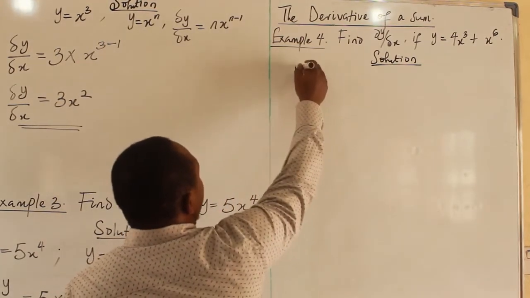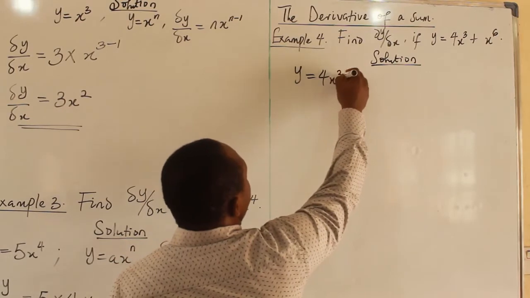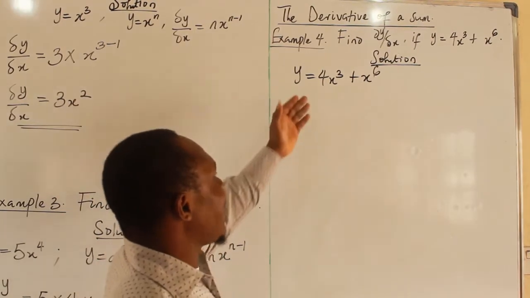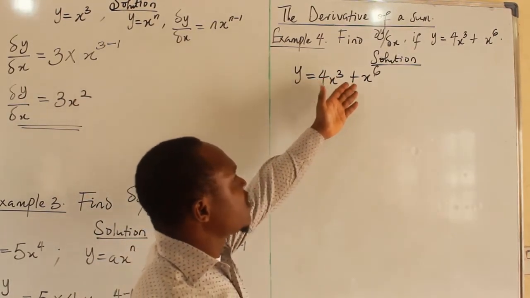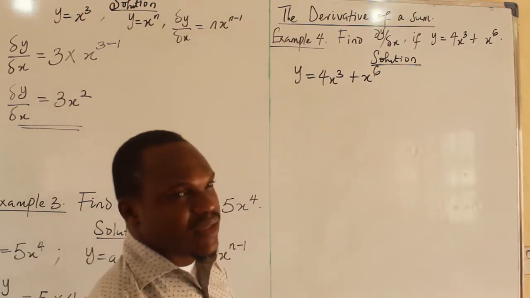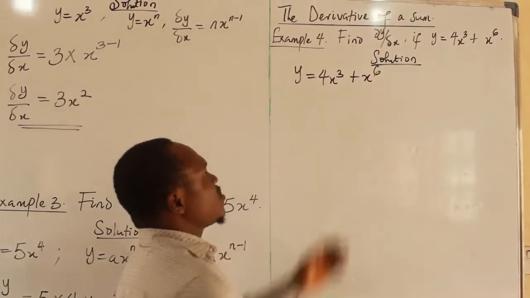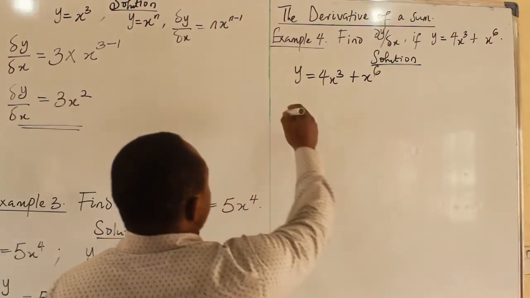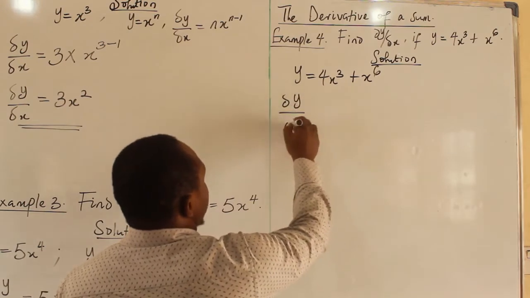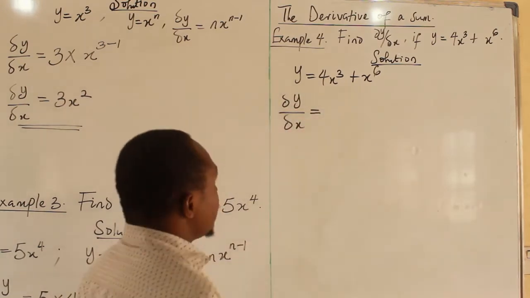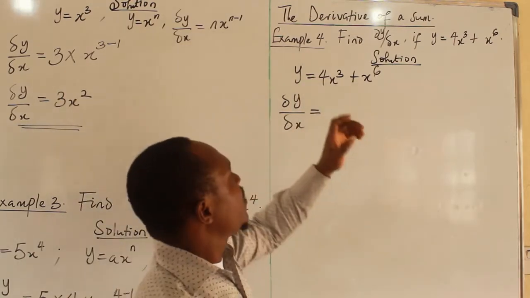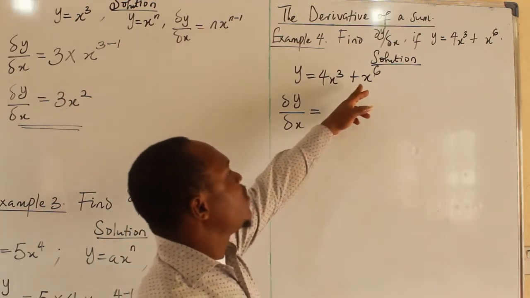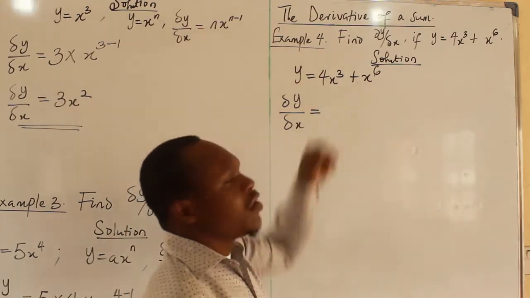So we have y is equal to 4x power 3 plus x raised to power 6. Now we know that mathematically we cannot add 4x power 3 plus x raised to power 6 to become a single entity, because the powers of x in these two cases are not the same. So we say dy over dx. Here, firstly, we treat each of them separately. Here we have 4 as a scalar multiplying x power 3, but here there's no scalar. The value of the coefficient of x power 6 here is 1.